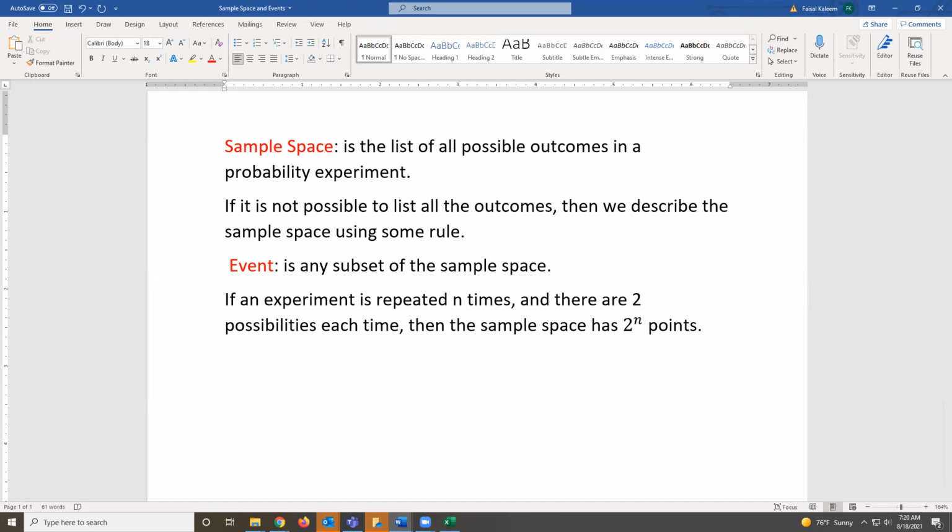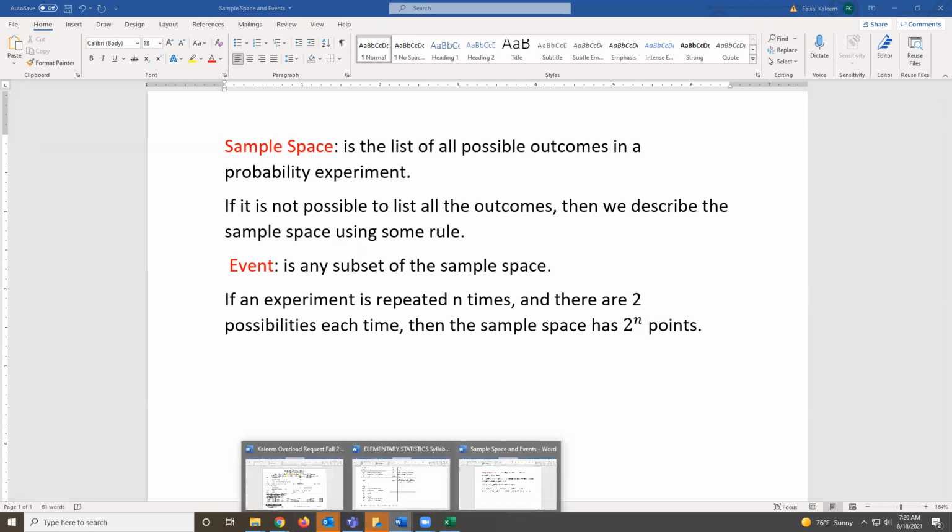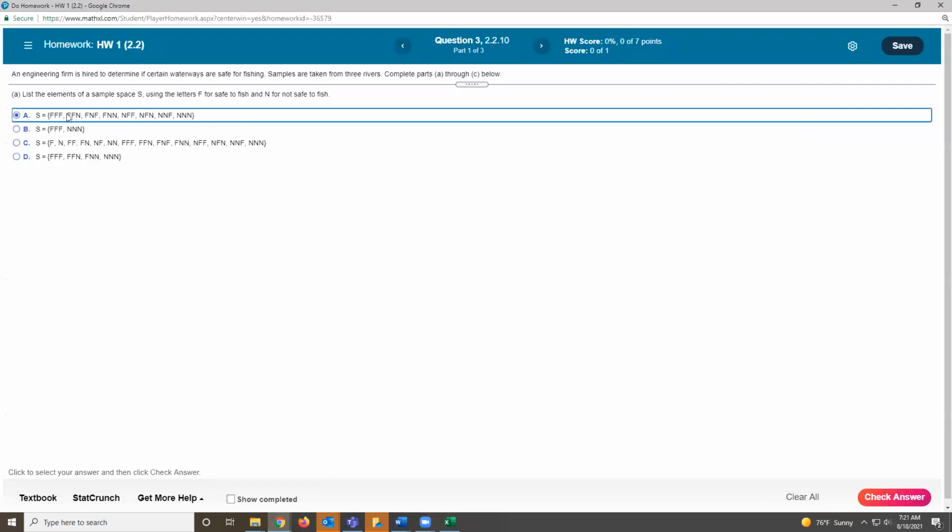Okay, so in this case, n was 3 because we're considering 3 rivers. So here the sample space will have 2 power 3 points. So 2 power 3 is 8. And if we look at this correct answer, it has 8 choices: 1, 2, 3, 4, 5, 6, 7, 8.